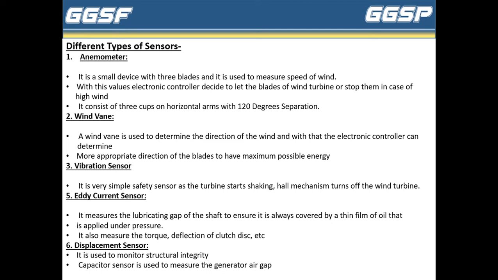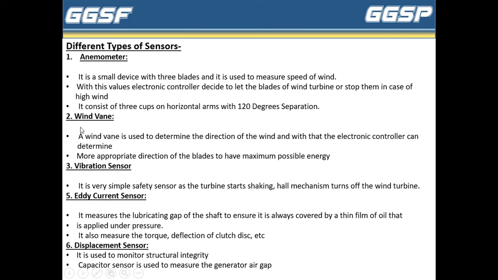It is a small device with three blades, and it is used to measure the speed of the wind. With this value, the electronic control decides to let the blades of the wind turbine turn or stop them in case of high wind. So the function of the anemometer is to measure the speed of the wind.